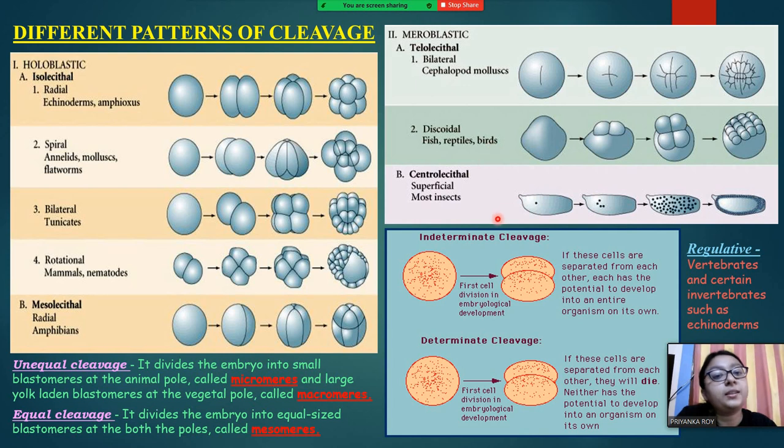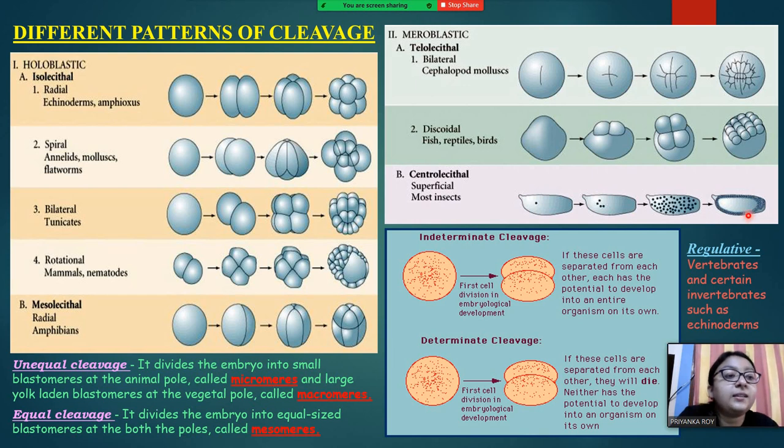Next is the centrolecithal egg. In case of centrolecithal egg, like I said earlier, the central part of the egg will be concentrated with yolk. This is seen in case of insects. So at first the nucleus starts dividing. There is no cytoplasmic division, only nucleus division is occurring. And when all the nuclei are arranged around the periphery, with the yolk concentrated at the center, then cell division starts.